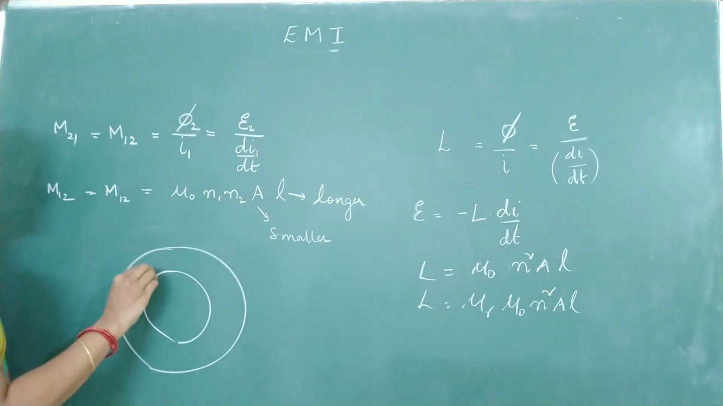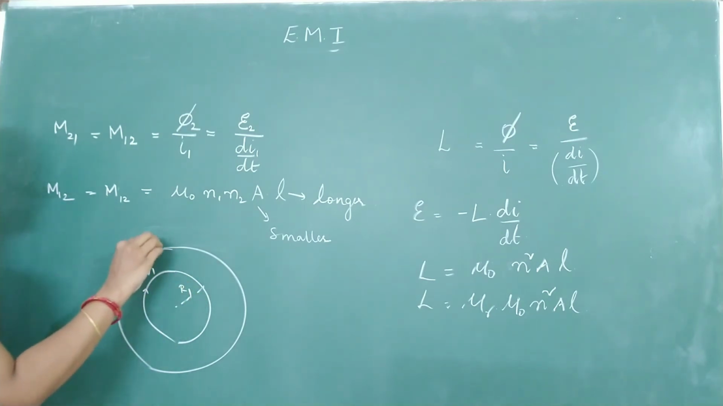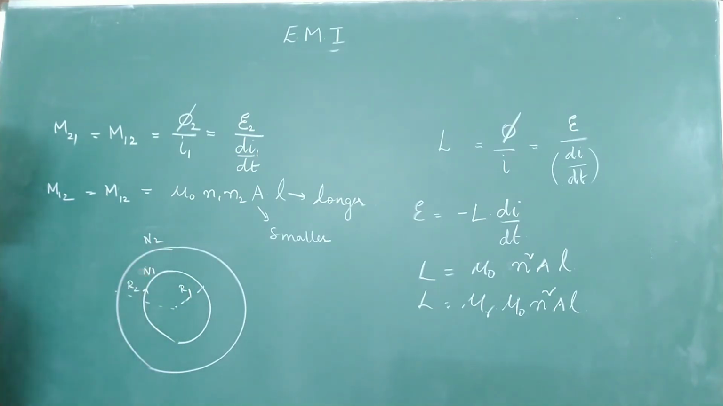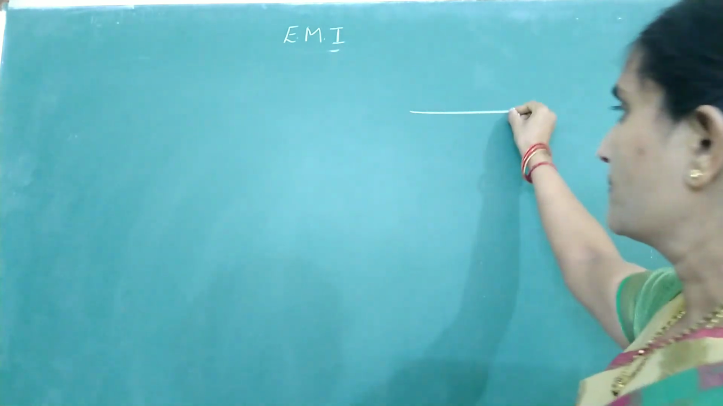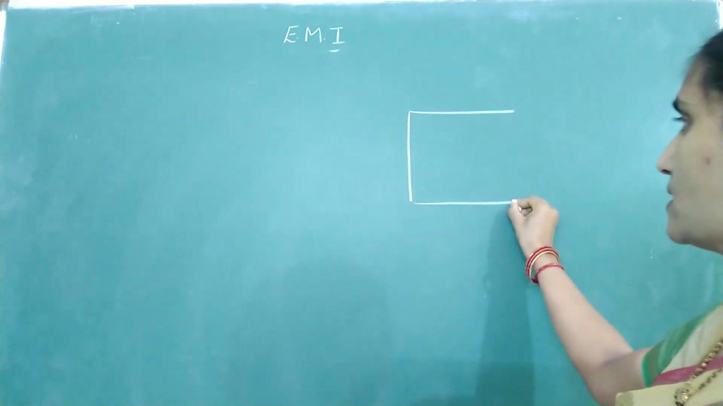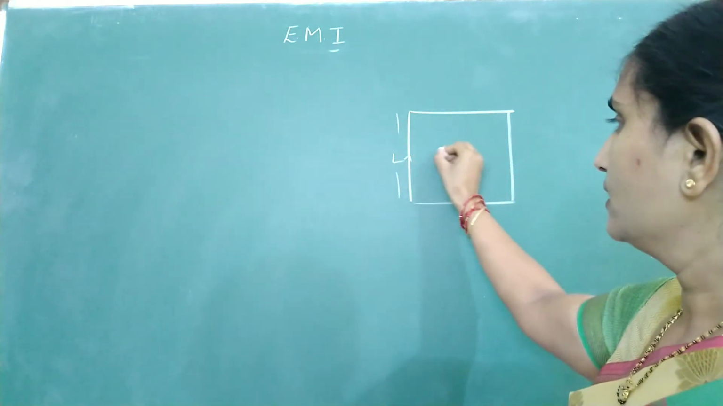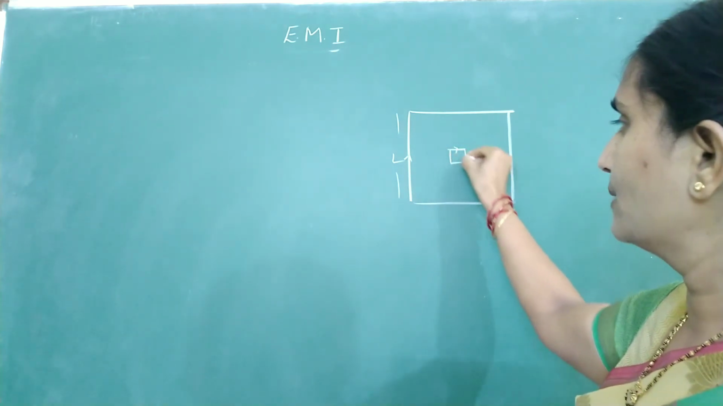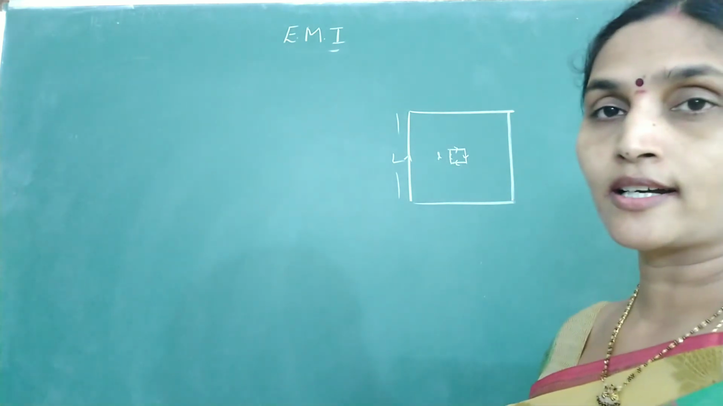Okay, this is having a number of turns, capital N1, radius is R1, outer one N2, radius is R2. Then pass current through the outer coil, let the current in the outer coil be I. Okay, how to find the mutual inductance of two square coils, concentric squares. Say I have a bigger square loop of length L, and at the center we have placed one more square loop whose length is small n. Okay, find the mutual inductance between them.